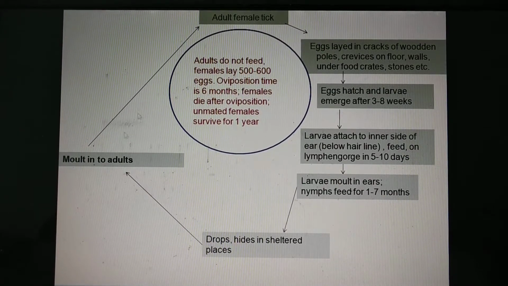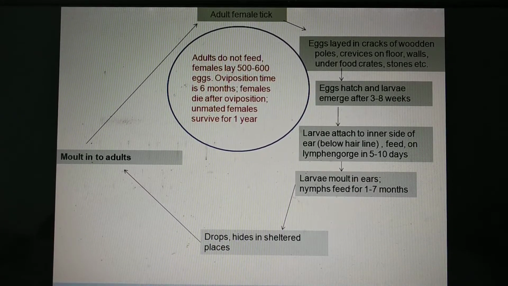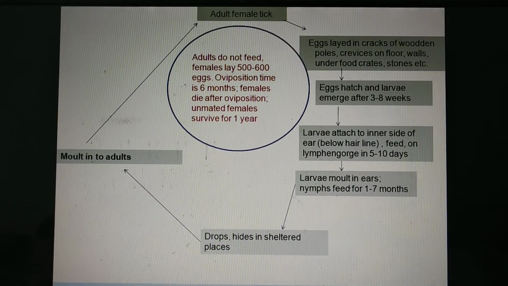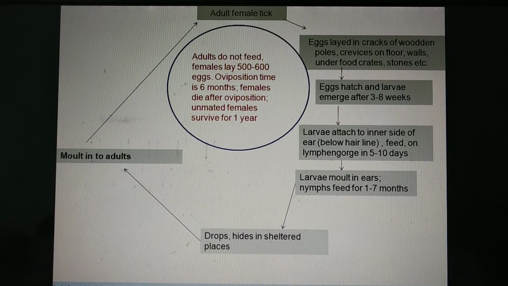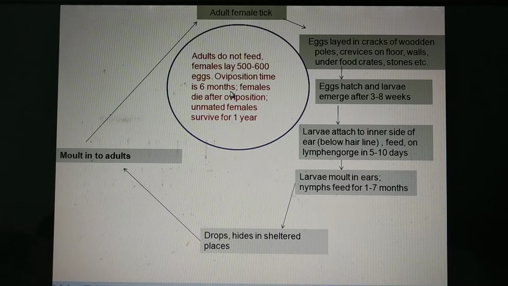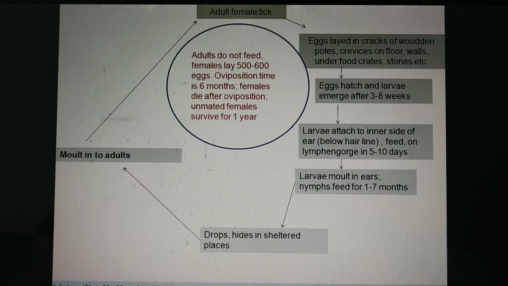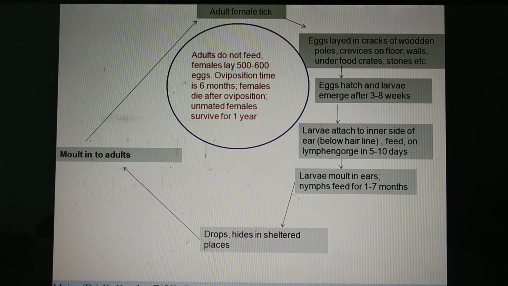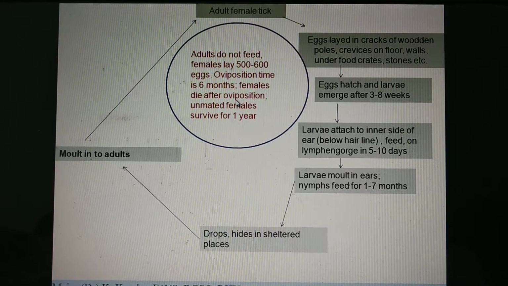If you see, the adult female ticks are always found in the cracks and crevices in the walls, in the floor, in the wooden work. They are even found on the mats. They are found in the litter material, under the wooden crates, stones, depending upon the environment. Now this adult female tick lays around 500 to 600 eggs, and it oviposits only once in 6 months. If you remember, the female Argas persicus oviposits or lays eggs once in a month, but here it lays eggs once in 6 months.